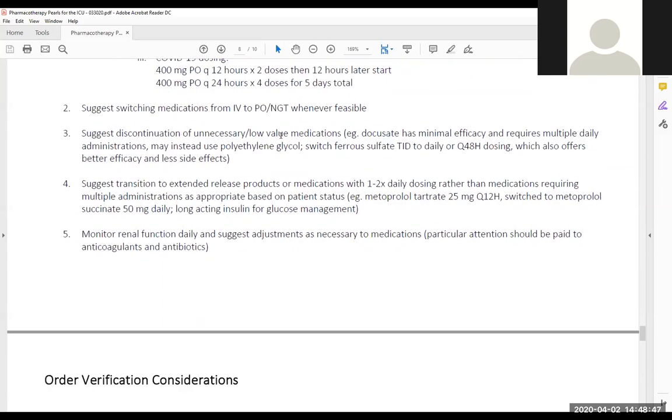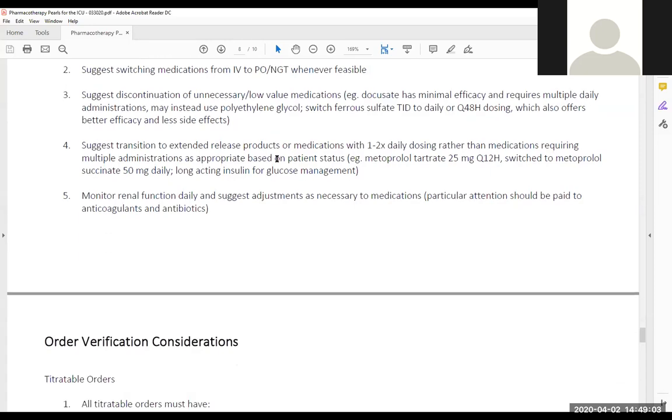Conserving our stock of IV medications by using PO, nasogastric tube, or whatever routes that we have available whenever we can is great. So in patients that are generally hemodynamically stable or who are tolerating tube feeds, we can use our enteral access there. We've been recommending discontinuing low-value medications such as Docusate and switching to either more preferred agents or agents that can be given once daily or twice daily.